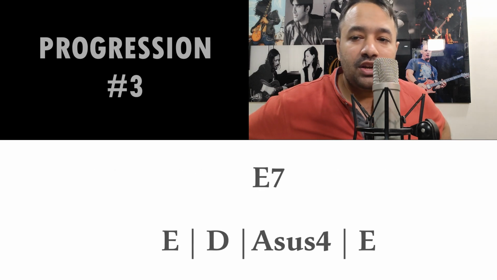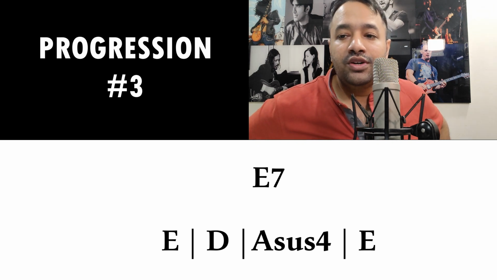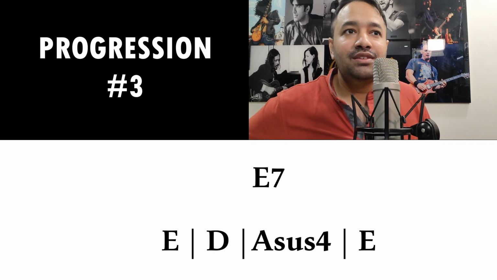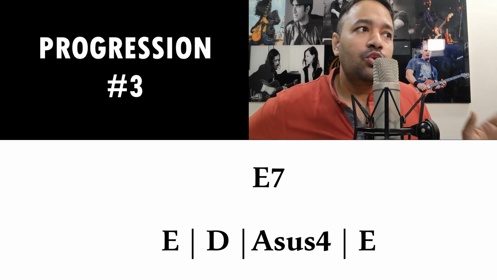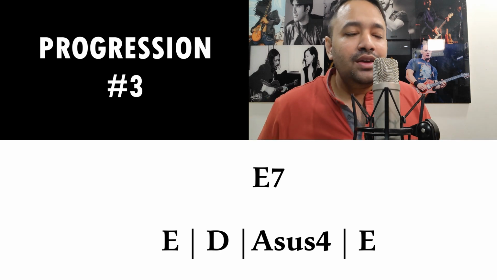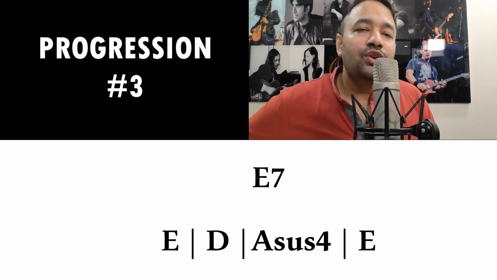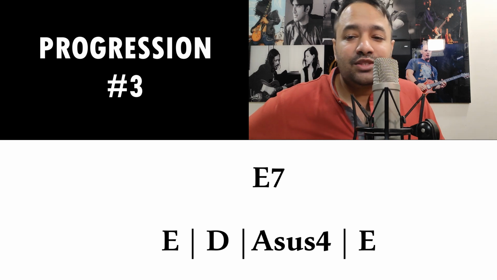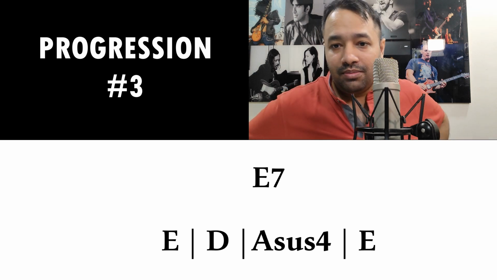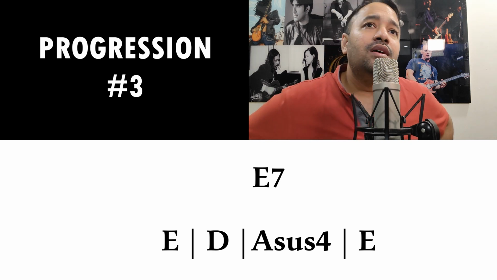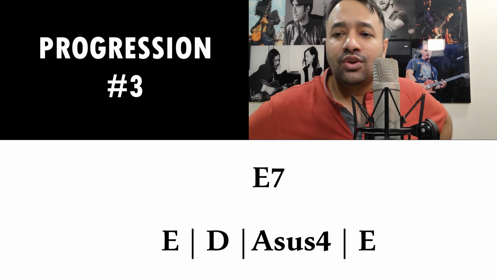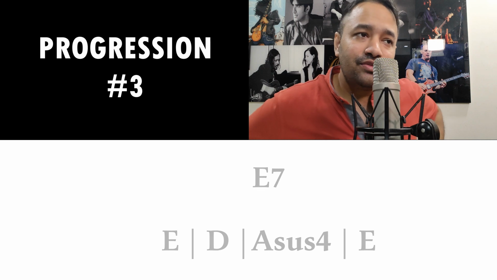Now coming to progression number 3, again a very interesting chord progression used over here. We have the E7. We vamp on the E7 for a bit. Then it goes to that part, the O, A, E, that section. We have the E major going to the D, going to the A suspended 4 and back to the E major. So again, in order to make sense of these chords, we have to look at the notes that are contained in each of these chords.